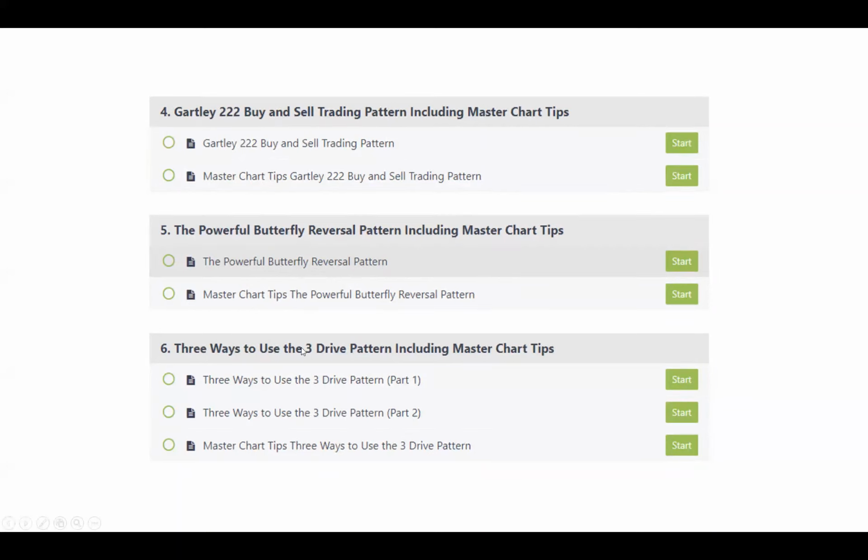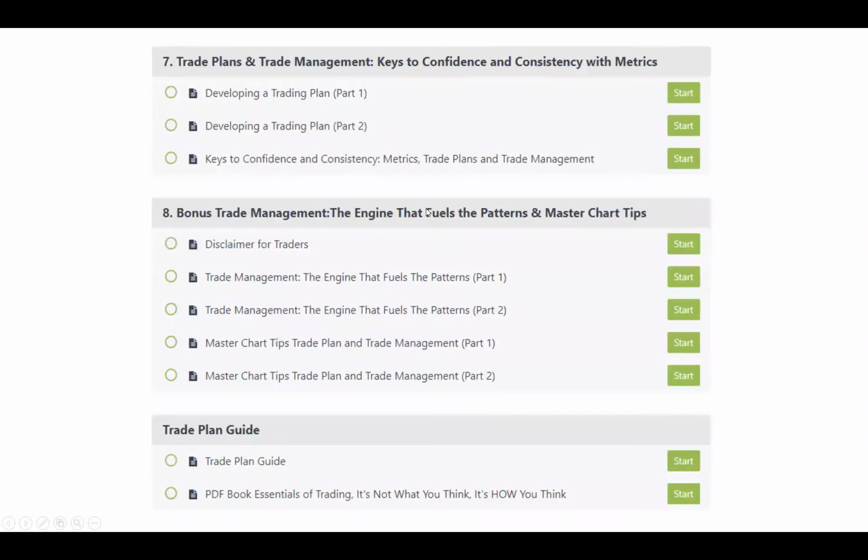And then I'm going to show you the three drive pattern, 3 ways to use the 3 drive pattern. That's in 2 parts. And then master chart tips. Now, once you've gone through all that, you have your solid foundation. Now you're ready to start developing a trade plan. This is in 2 parts.